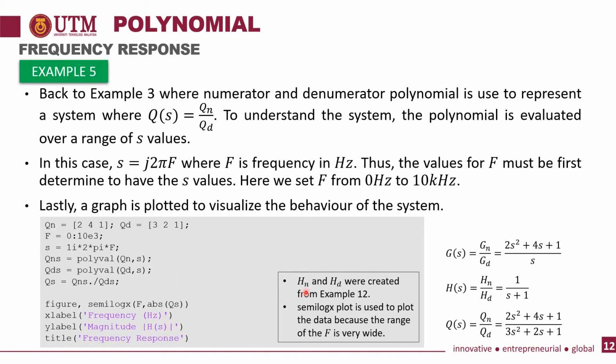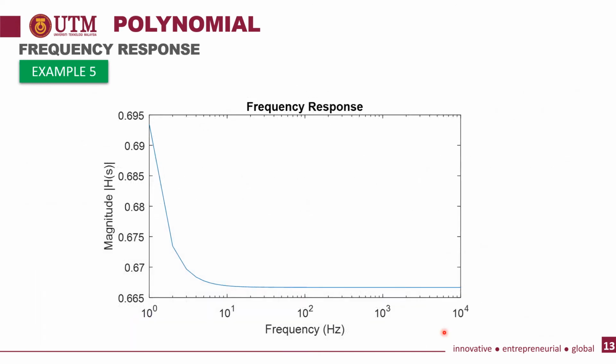All right. So HN and HD were created from example 12. Oh, I'm sorry, this one is not valid actually. So this is actually QN and QD that were created from example 3. Okay, and the semi-log x plot is used to plot the data because the range of f is very wide. Okay, all right, so this is the output that you can get, which is the frequency response. This is the magnitude and this is the frequency.